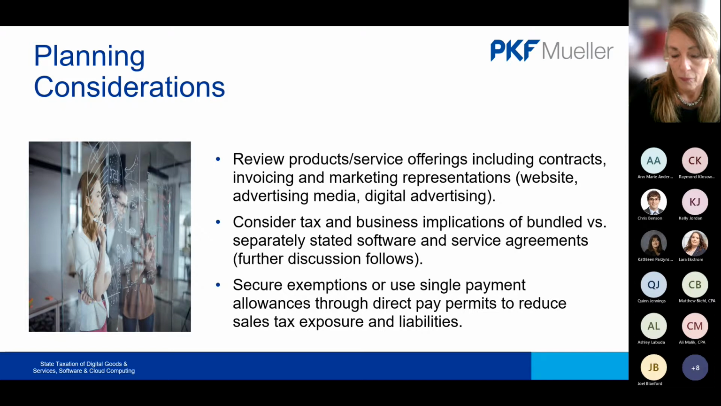But again, just consider what your clients are involved with, any kind of contracts, invoicing, or any kind of tax they may be subject to throughout these states.